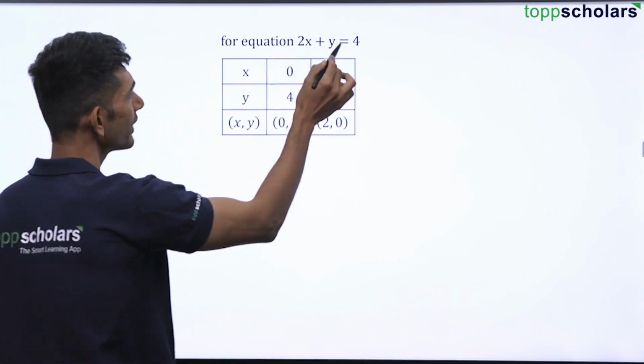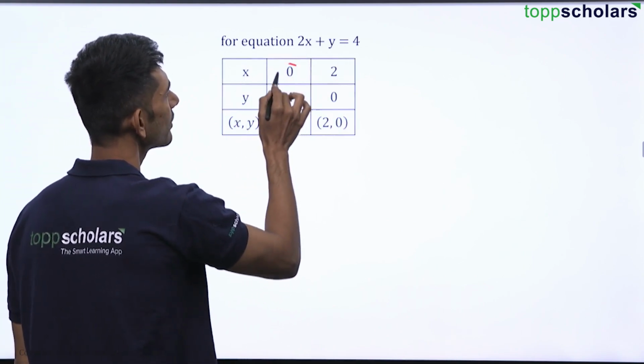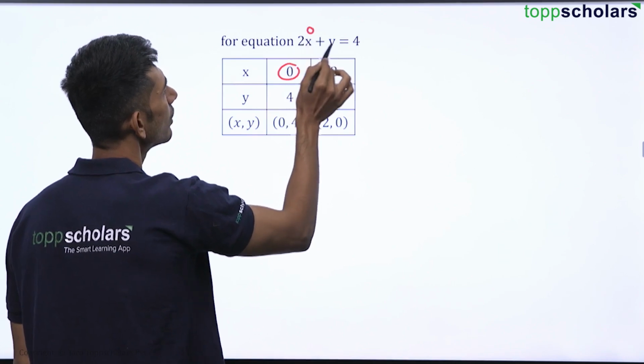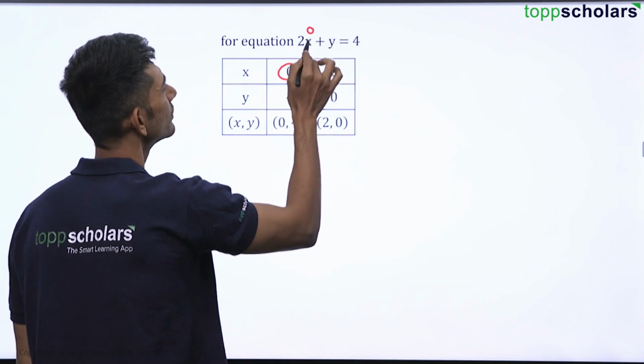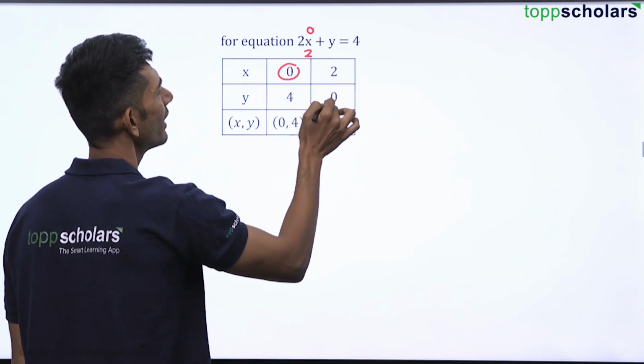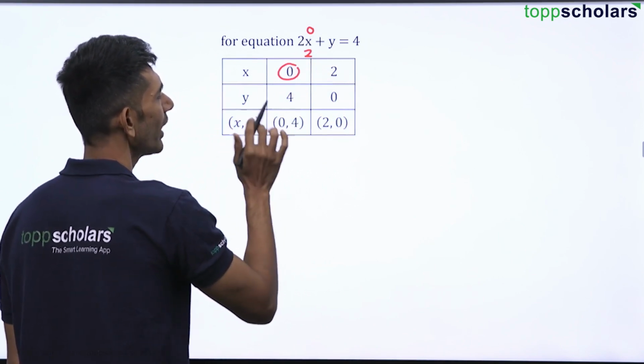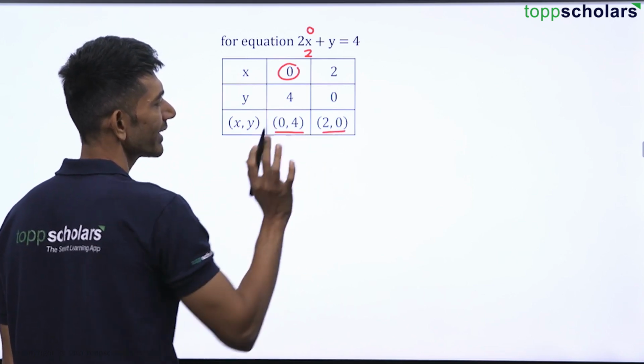For 2x plus y is equal to 4, if I put x as 0, y will be 4, so the point is (0, 4). If I put x as 2, y will be 0, so the point is (2, 0). So I'll get this point on the y-axis and this point on the x-axis.